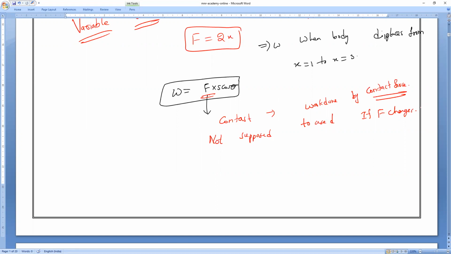So if you use this formula, it is not possible. Only this formula we can use when F is constant. If the applied force is not constant, then you cannot use this work done formula W is equal to F into S into cos theta. So during that time we go with a method called integration, a concept we studied in the second chapter. You might remember, if it is non-uniform motion, how to find the area under the graph. Everybody remember?